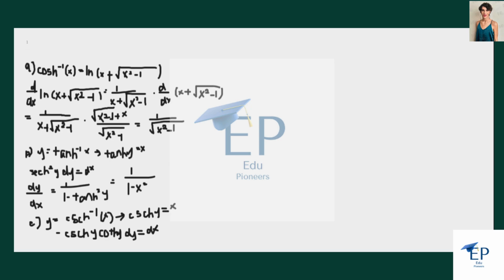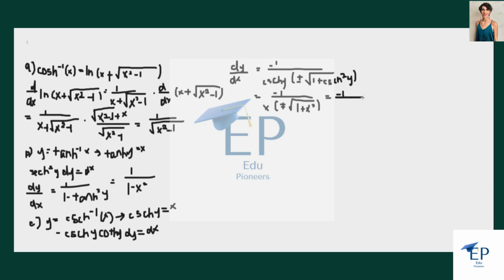So we get a value for dy over dx, we just substitute, which becomes equal to negative 1 all over cosecant y plus or minus square root of 1 plus cosecant square of y, which is equal to negative 1 over x times plus or minus square root of 1 plus x squared, which is equal to negative 1 over absolute value of x square root of 1 plus x squared.